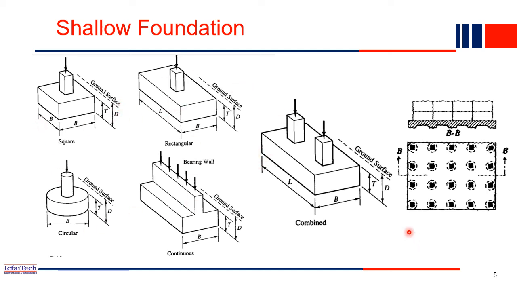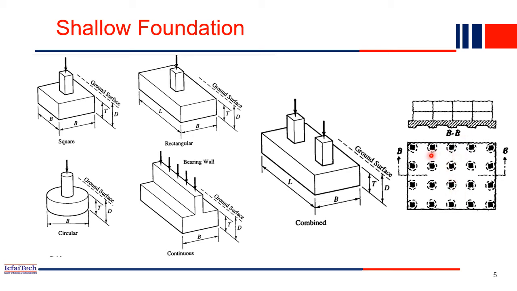So depending on the location, depending on how much load is coming, you can choose any of these foundations, and obviously you have to look into which one is economical for the construction also. So this one is combined footing as we discussed, and the last type in the shallow foundation is mat foundation. So this one is the diagram for the mat foundation.